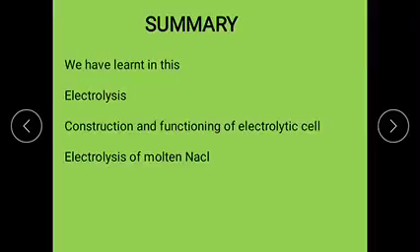In this session, we discussed what electrolysis is, the construction and functioning of an electrolytic cell, and also the electrolysis of molten NaCl.